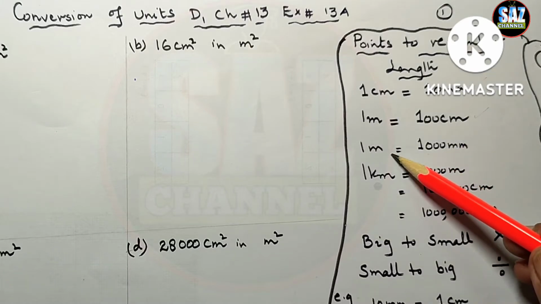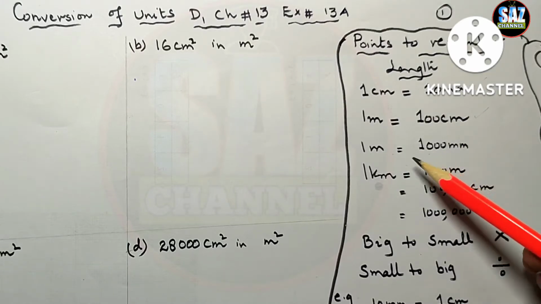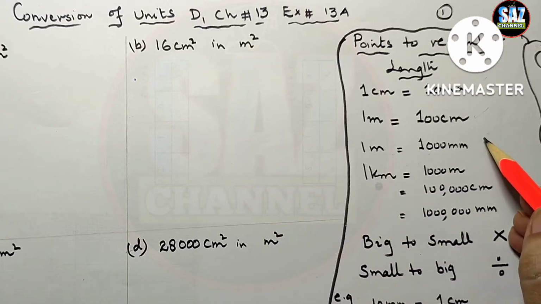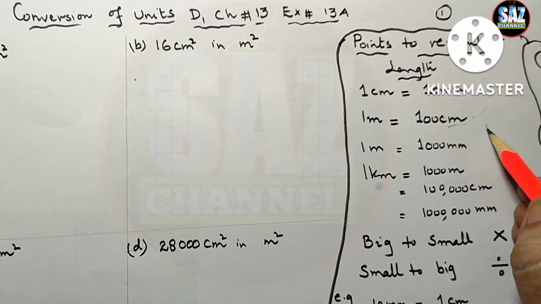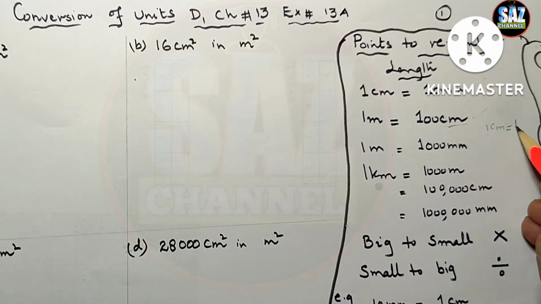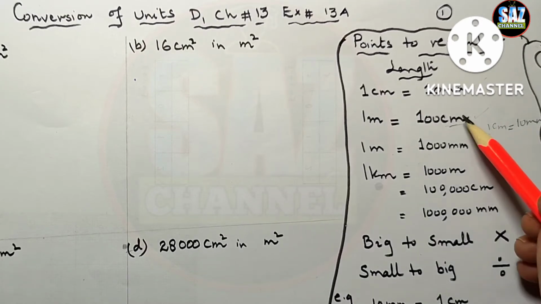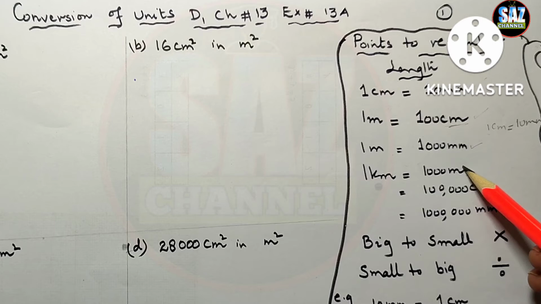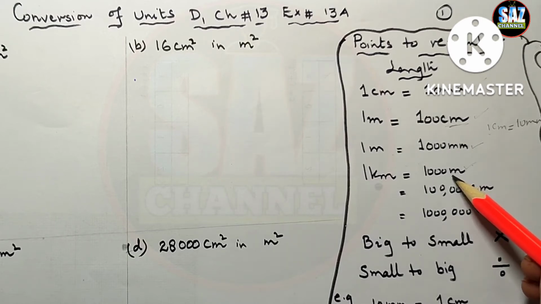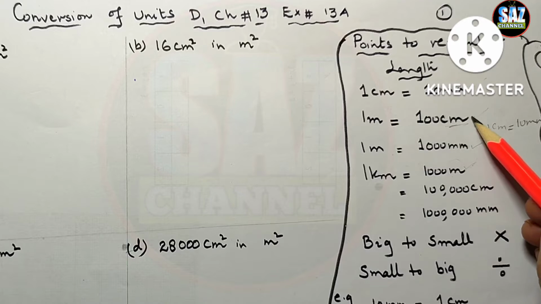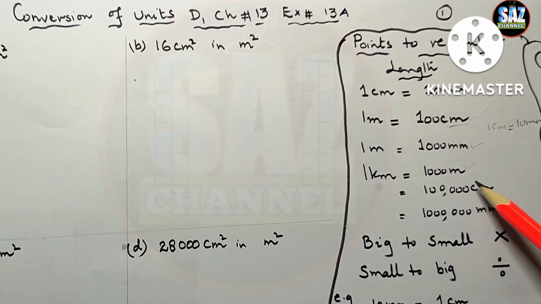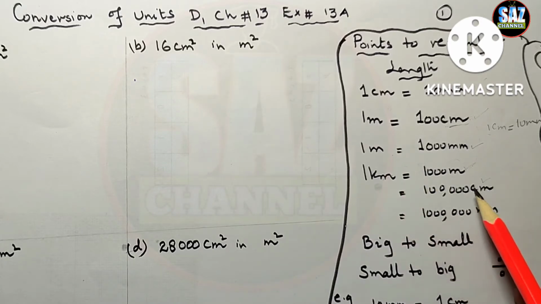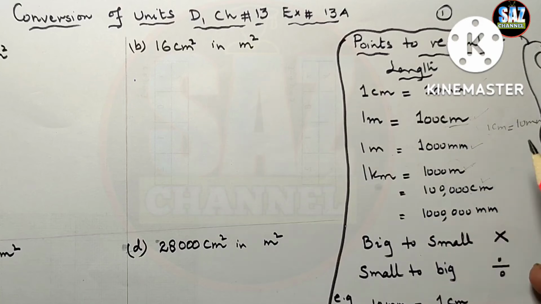And 1 meter will hold how many millimeters? As 1 meter equals 100 centimeters, and 1 centimeter equals 10 millimeters, when I multiply 100 by 10, I get 1000 millimeters. And 1 kilometer has 1000 meters. If we look at the top conversion, 1 meter equals 100 centimeters, so 1000 will be multiplied by 100. So 1 kilometer will be equal to 100,000 centimeters, and further 1000 millimeters.